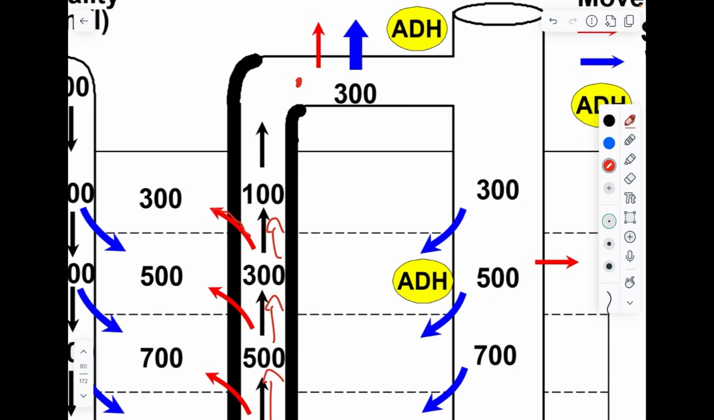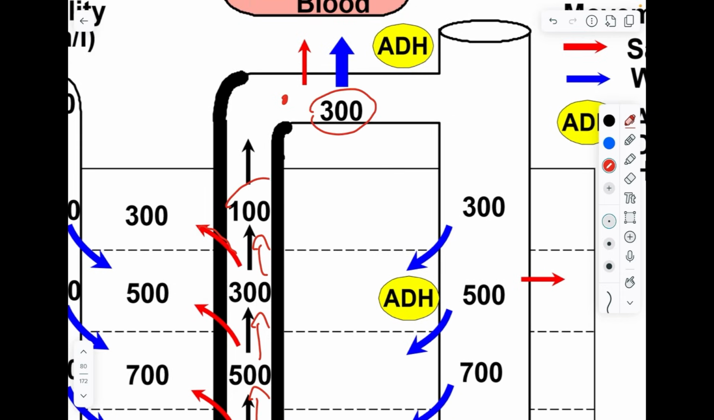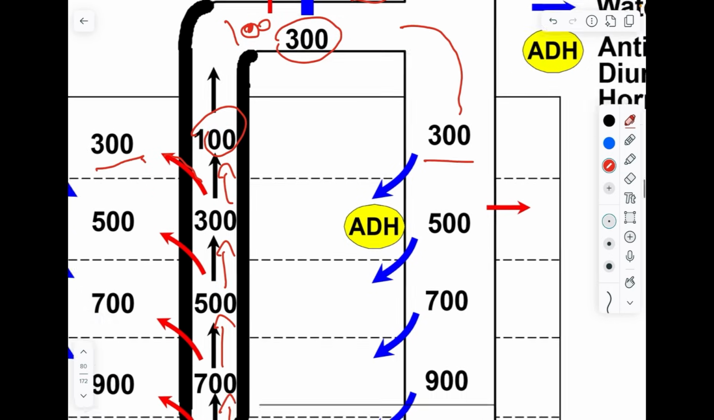Are they permeable to water? Yes, under the control of ADH. Only under control of ADH. So we have two possibilities now. Once this 100 reaches here, it will see that this interstitium is 300. So it will pump water in the presence of ADH until it reaches the equilibrium. And then it goes down, 300, 300, and 300.